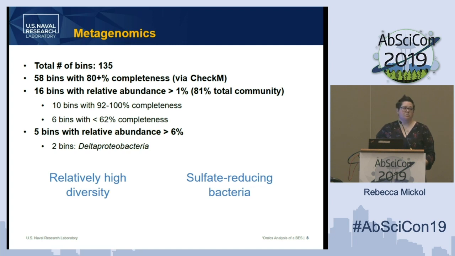Only 58 of those bins have at least 80% completeness. There are at least 16 bins that make up at least 1% relative abundance in the community, and 10 of these bins are at least 92% complete. Five bins have a relative abundance of at least 6%, and of these five, two bins are delta proteobacteria. And so for a BES, this indicates relatively high diversity and the presence of sulfate-reducing bacteria.